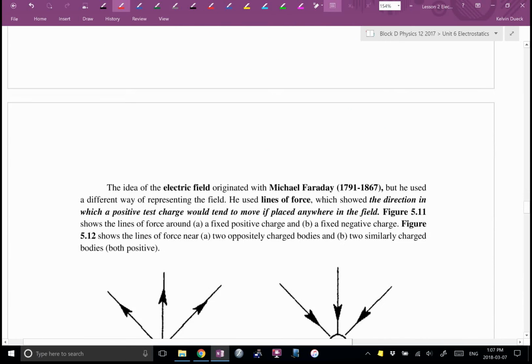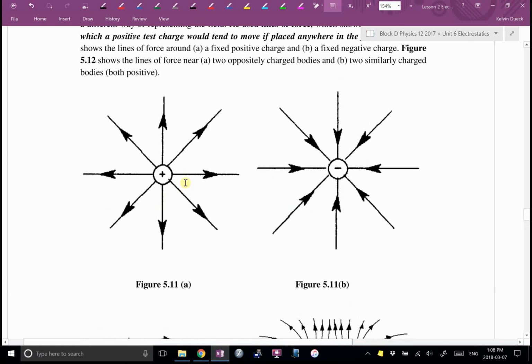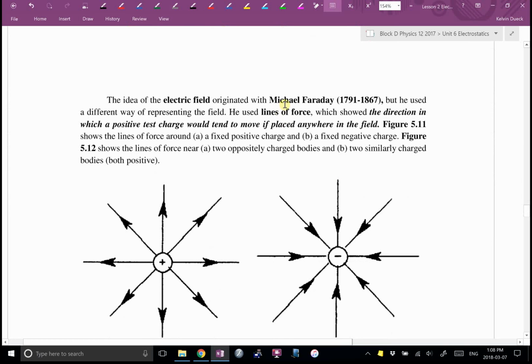In fact, again, if you want to see a better version of that, it would look an awful lot like this. This was done with software as opposed to freehanding. Definitely, there would be a line straight across in the middle, and other positively charged objects would follow those paths as they were moving towards the negative charge. There is the electric field around a positive, around a negative. So I wrote down here, the idea of an electric field originated with Michael Faraday. He used lines of force which showed the direction that a positive test charge would follow, the path it would trace out if it was placed anywhere in the electric field.